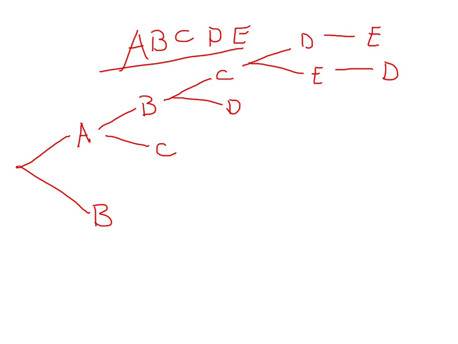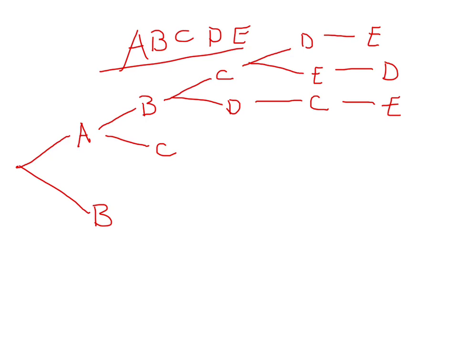Now let's go back to A, B, D. If it was A, B, D, then that means that D and C switched. So C has to come next. And now, of course, E has to be last.